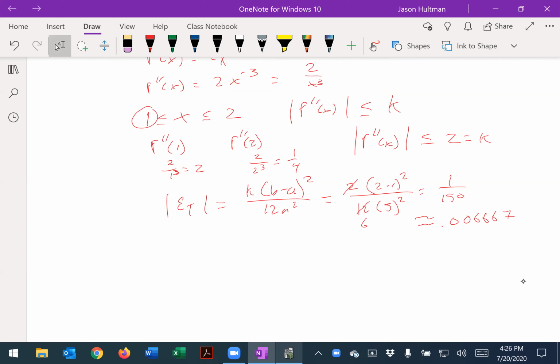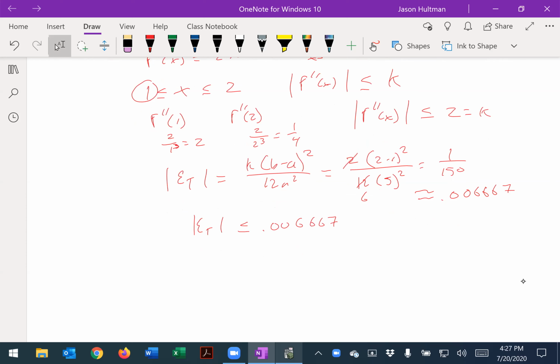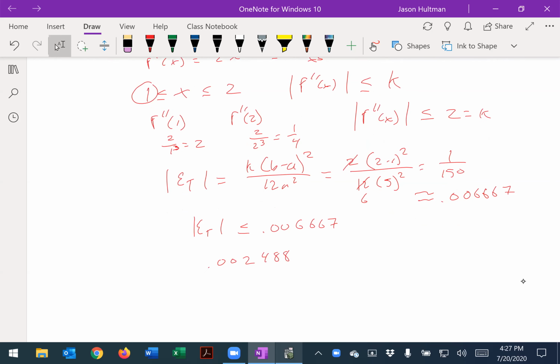So E of t, the error of t, is less than or equal to 0.006667. And how does this compare to the actual error? Well, the actual error, remember, was 0.002488, which is within this boundary.